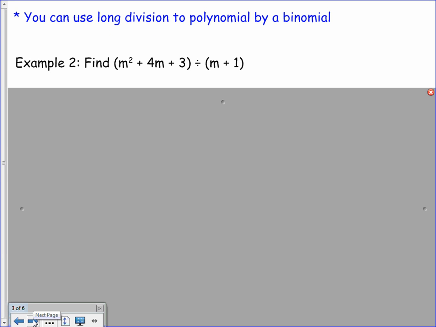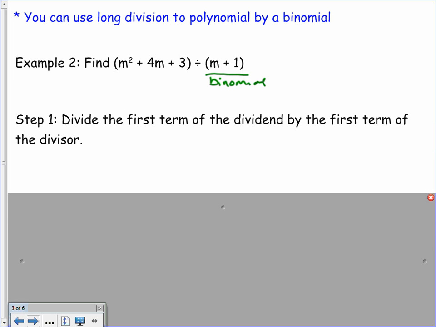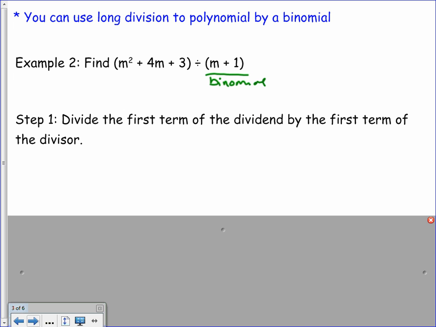Now, example 2 says we could use long division in order to divide a polynomial by a binomial. So now we have a binomial with two terms, and we have a polynomial still, three terms that we're going to divide out. Our first step is to divide the first term of the dividend by the first term of the divisor.